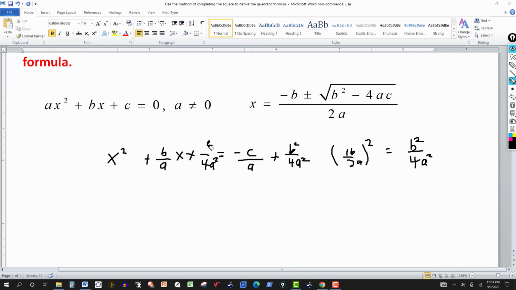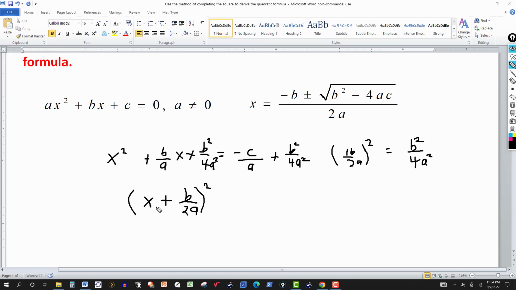Let me write this a little better here. Now by doing that, I'm able to factor this. I've completed the square on this trinomial on the left side, so it should factor into the square root of x squared is x. Whatever the sign of the middle term is, that's plus. And the square root of b squared over 4a squared. So this will be b over 2a squared.